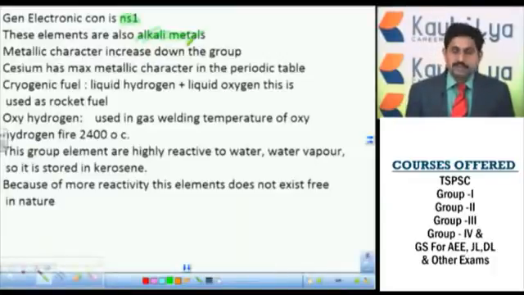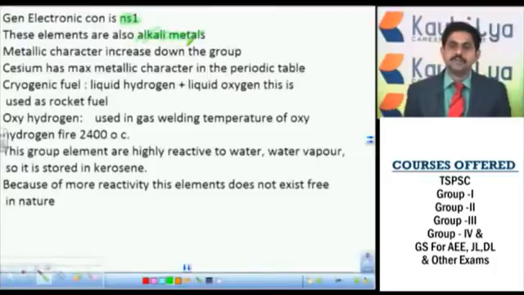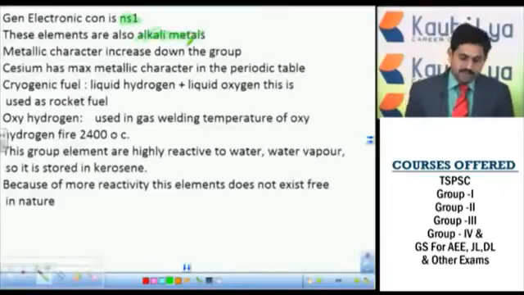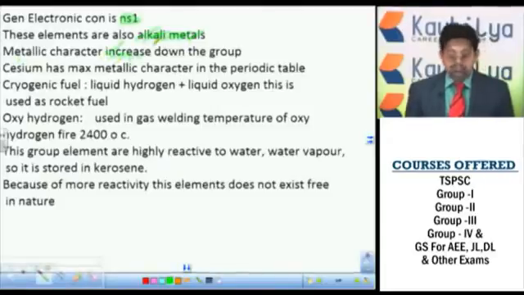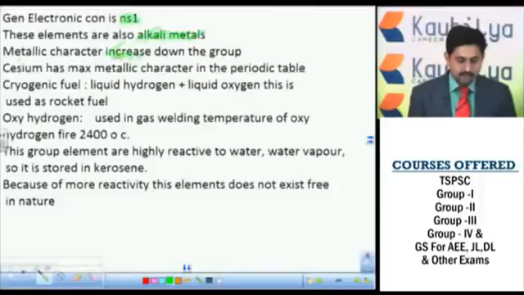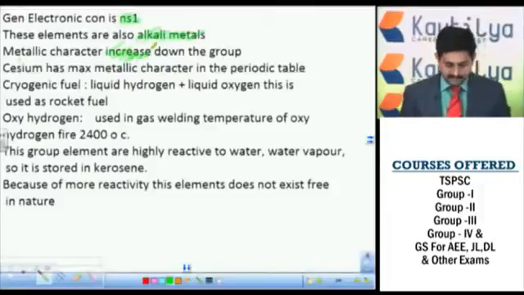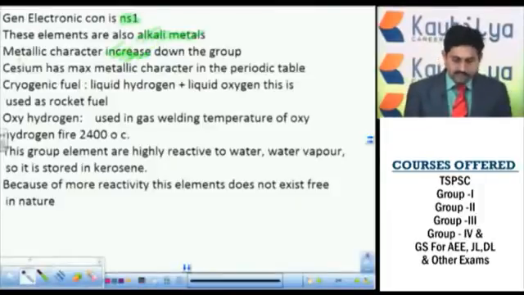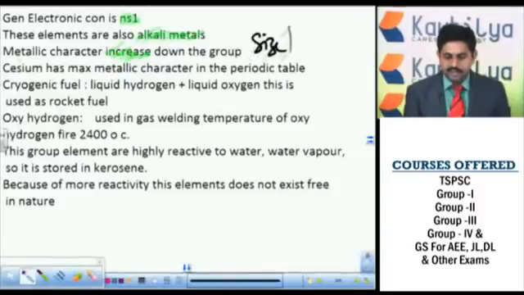Metallic character: I told you in the periodic classification, the left side of the periodic table is all metals, having more metallic character. From left to right, the metallic character decreases. So that means the alkali metals have more metallic character. At the same time, the metallic character increases down the group due to the increase in size. So here, down the group, the size is increasing, so the metallic character also increases.